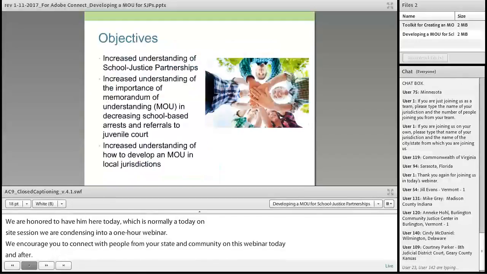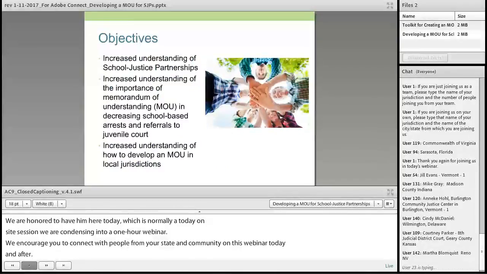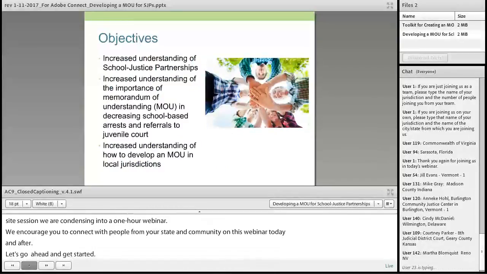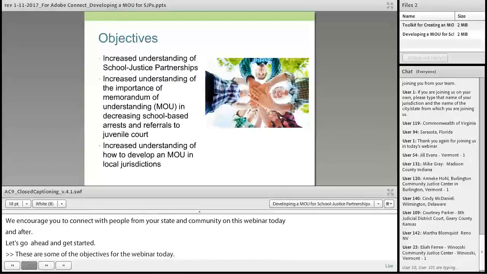These are some of the objectives that we have for our webinar today. Our goal is to increase the understanding of school justice partnerships, increase your understanding of the importance that an MOU plays in decreasing school-based arrest and referrals to juvenile court, and increase the understanding of how to develop an MOU for your own jurisdiction. At this time, I'm going to hand the webinar over to Judge Teske.